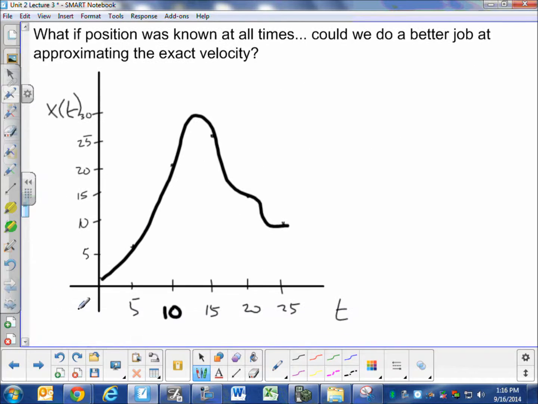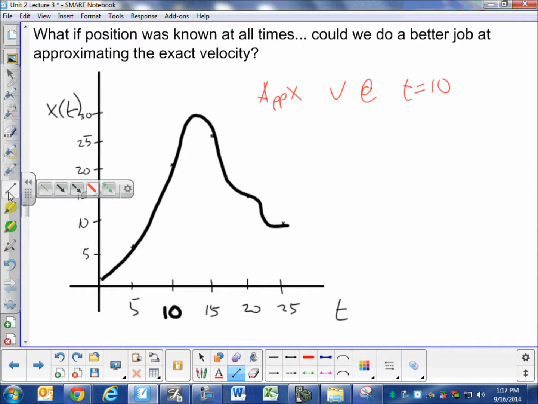Okay? So here's the position. It turns out this is how my dude moved. It actually wasn't as crazy as I thought. He kind of moved slowly from 2 to 6 to 20. He kind of went above, and then he came back to 25, then he came back down. And we said if we wanted to approximate my velocity at this 10-second mark, we found a bunch of slopes, right? Between this point 5 and 10, we did from 10 and 15, and we did from 5 to 15, all representing average velocities.